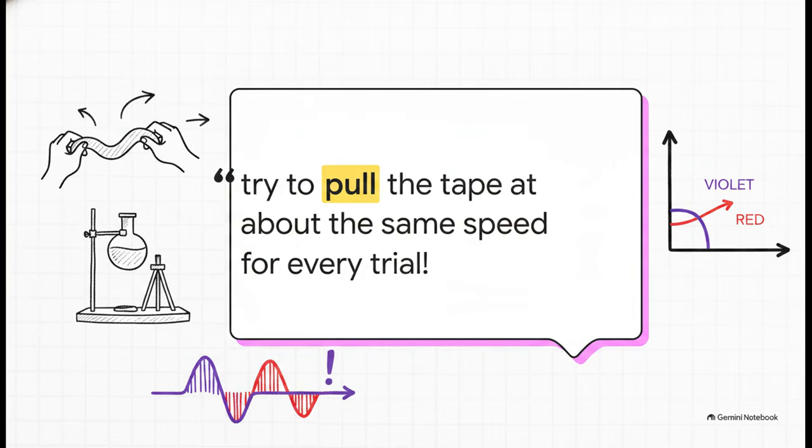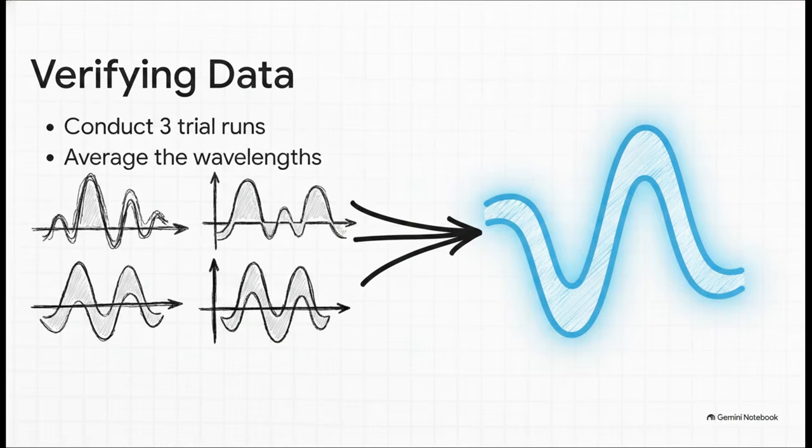Now, any good scientist will tell you that we have to account for limitations. As the NASA lab instructions specifically warned us, quote, "try to pull the tape at about the same speed for every trial." Since human hands were pulling the tape through that folder, the pacing is never going to be perfectly robotic, and that introduces human error into our data. Think about it. If you accidentally pull the tape faster on the violet trial, your frequency tally is going to artificially jump up. So, how do we fix that?